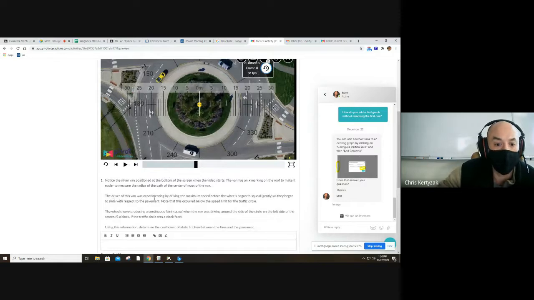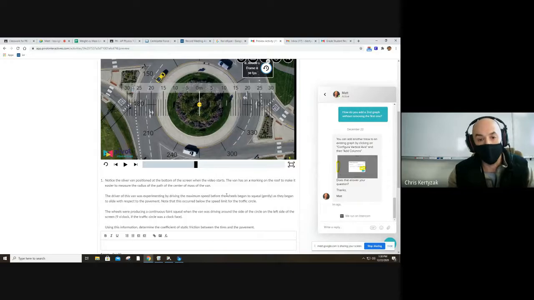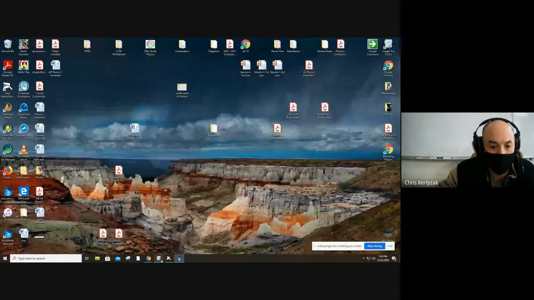The driver of this van was experimenting by driving at maximum speed while the wheels began to squeal. If you've been going around a corner too quickly in a car, you've heard those wheels start to go, a squealing sound. What that means is that the frictional force that's keeping your car on that path is getting maxed out.